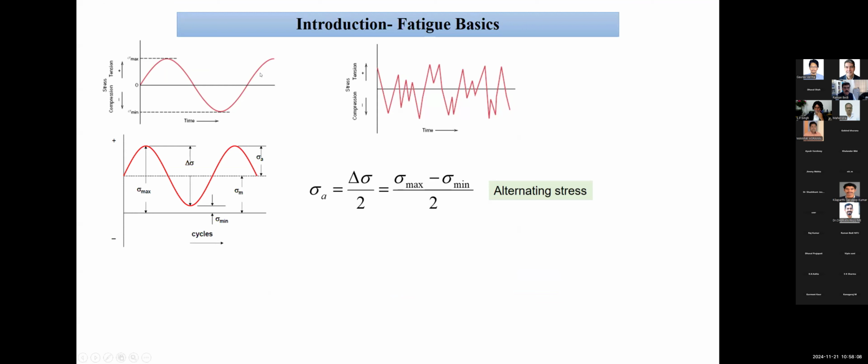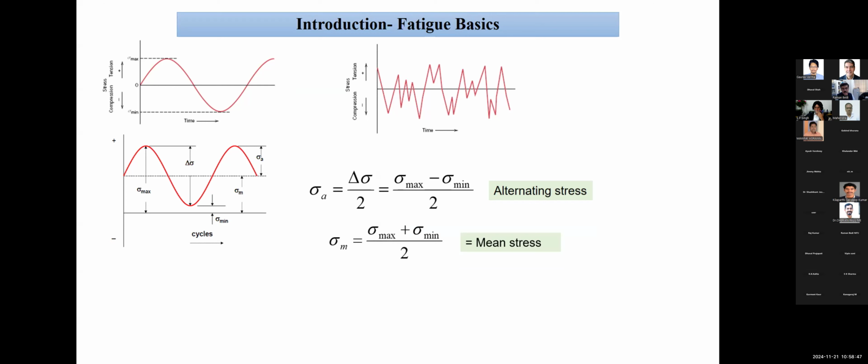We have already talked about this lately, but again I want to repeat it. We have a fluctuating load, and this diagram sums up the various terminologies that we use in fatigue loading. Sigma maximum is the maximum stress. Sigma minimum is the minimum stress. Then sigma amplitude, and the mean stress, sigma m. This is the definition of alternating stress, or what we call sigma amplitude: maximum minus minimum divided by 2. And then the mean stress is maximum plus minimum divided by 2.